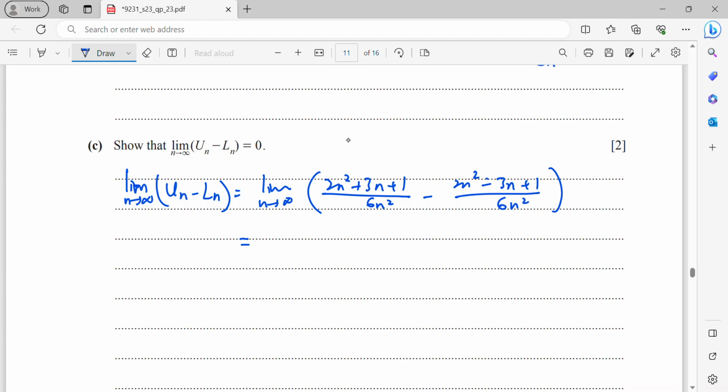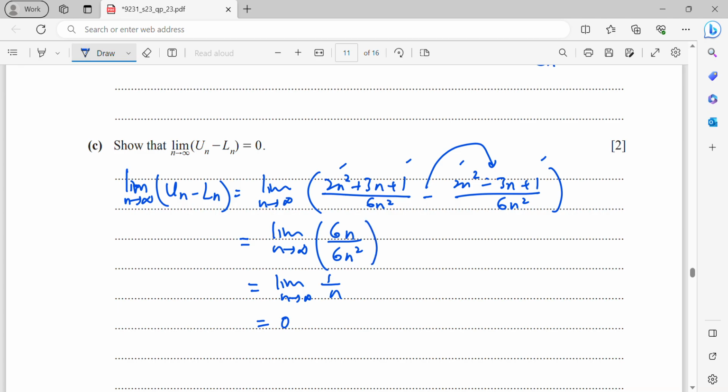So when you subtract all together, it will be the limit as n tends to infinity. First and third term in each of these will be cancelled off. Then I will get 6n over 6n squared because minus minus is a plus. Then at last I'm getting the limit as n tends to infinity of 1 over n. So then it will be 0. Okay, that's the limit.